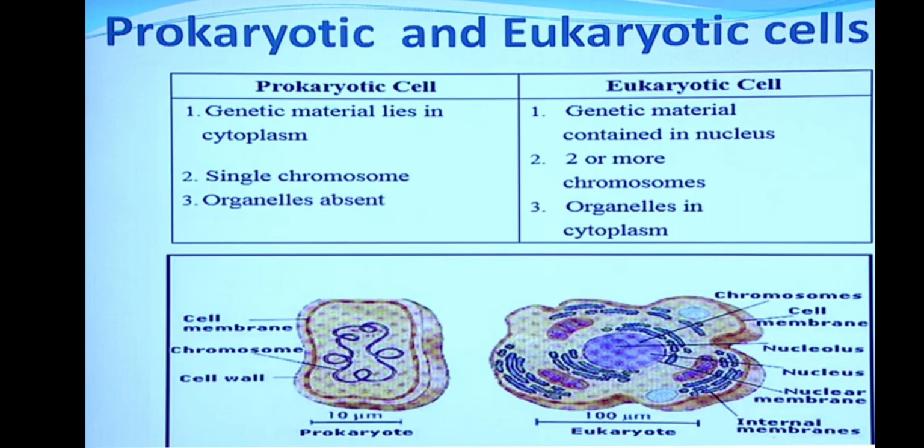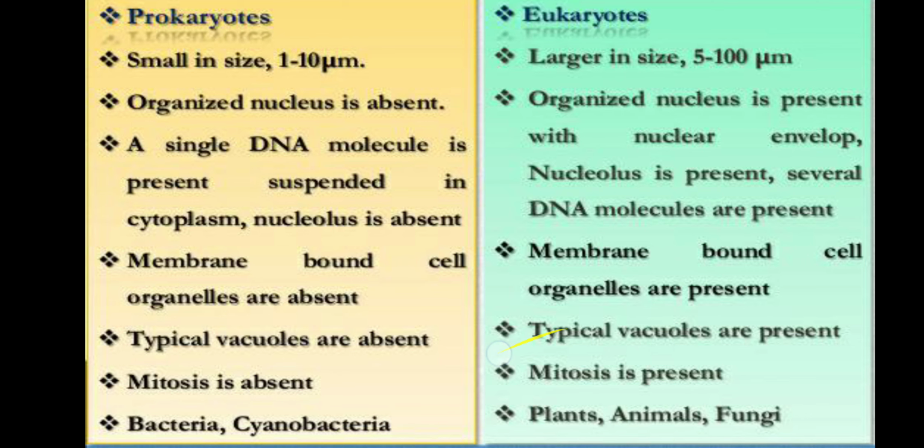So prokaryotic cells are generally smaller in size, while eukaryotic cells are larger in size. The size of a prokaryotic cell is 1 to 10 micron, and the size of a eukaryotic cell is 5 to 100 micron. Prokaryotic cells have a primitive nucleus; the nucleus does not have a nuclear membrane, while eukaryotic cells have a well developed, well organized nucleus. The nucleus is surrounded by a nuclear membrane.